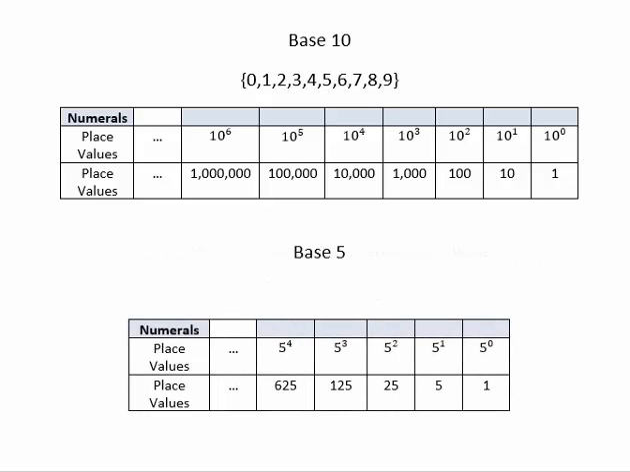I'm just going to look briefly at some other place value systems. This is a base 5 place value system. Notice each numeral to the left is 5 times larger than the previous one. 125 is 5 times larger than 25. 25 is 5 times larger than 5. The numerals we use are 0, 1, 2, 3, and 4 because we can trade in 5 of 1 for 1 of the next place value.